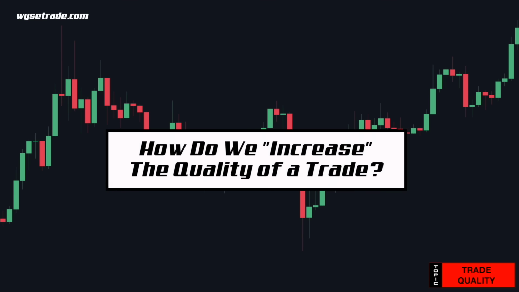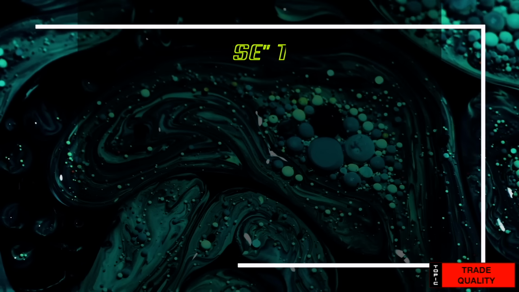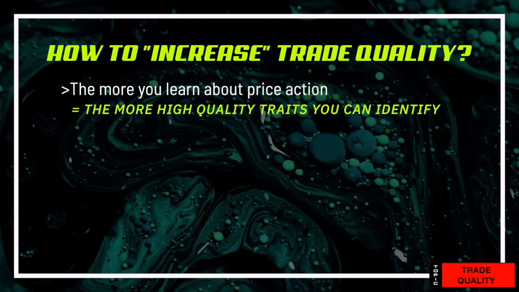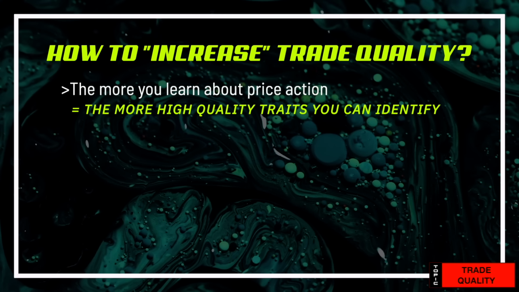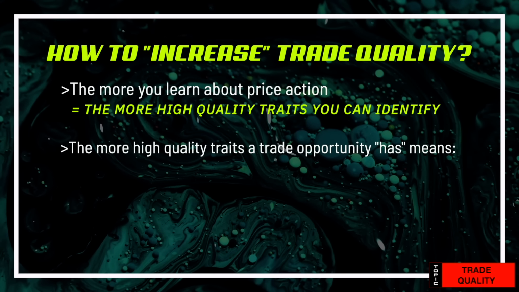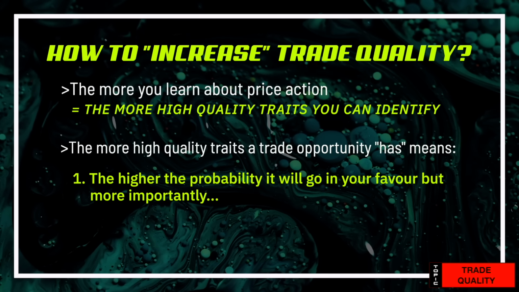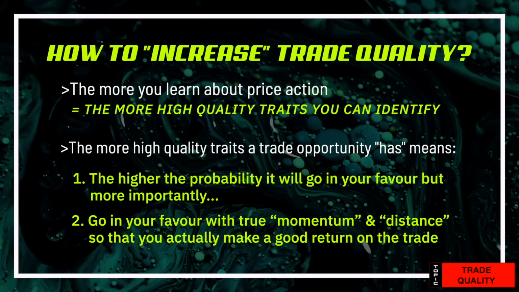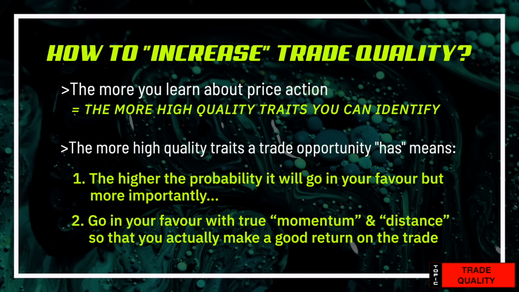So how do we increase the quality of a trade? Simple. The more you learn and understand about price action, the more high quality traits you can identify. The more high quality traits means the higher the probability it will go in your favor, but more importantly, go in your favor with true momentum and distance so that you can actually make a good return on the trade.